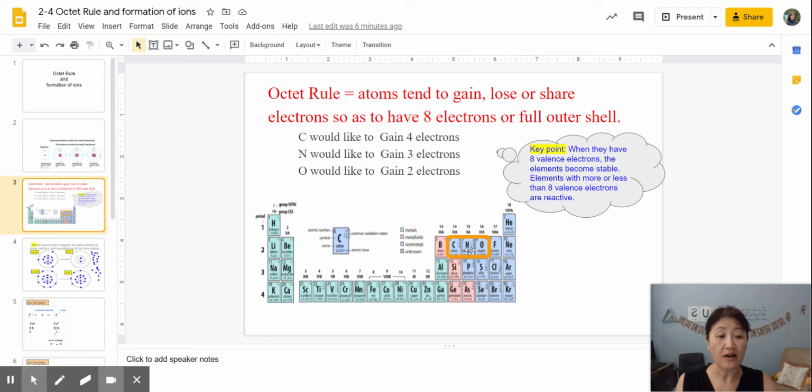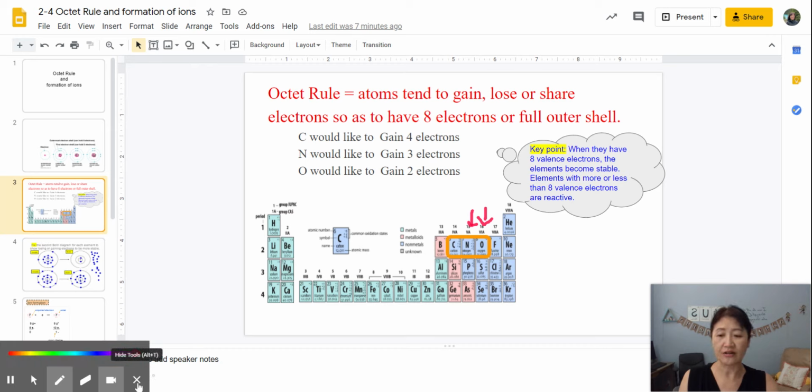Nitrogen has 5 valence electrons because it's in group 5A, and nitrogen needs 3 more electrons to have the full 8 electrons in the outer shell. Oxygen is in group 6A, so it originally has 6 valence electrons, but it needs 2 more to have the full outer shell. So the key point is right there.